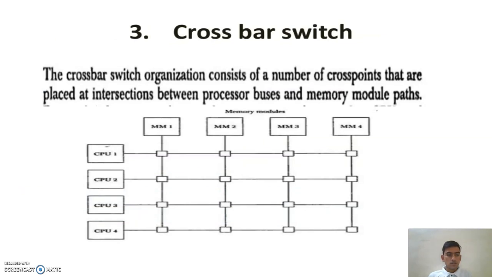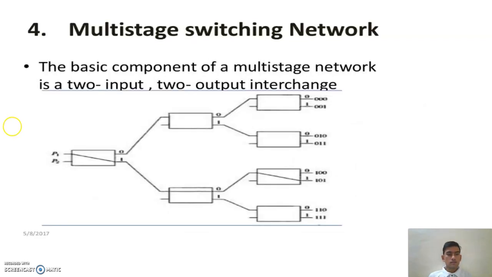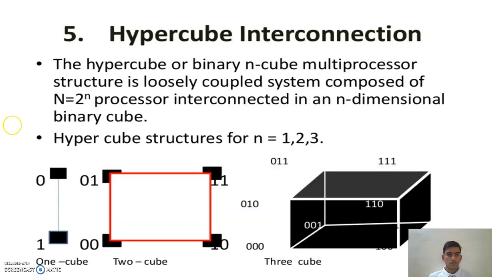Crossbar switch. The crossbar switch organization consists of a number of crosspoints that are placed at intersections between processor buses and memory module paths. Multi-stage switching network. In this network, the basic component of a multi-stage network is a two-input, two-output interchange switch.